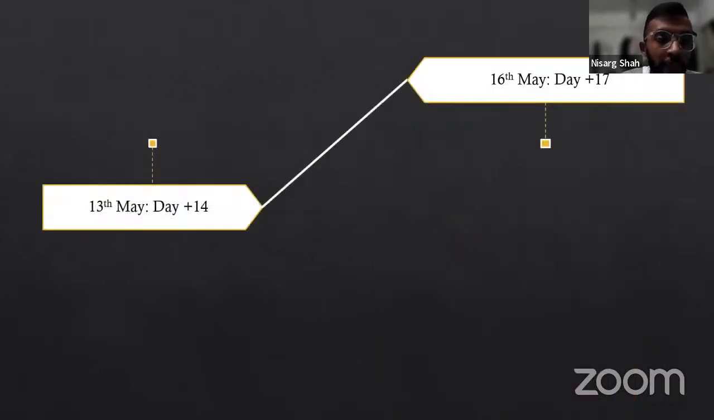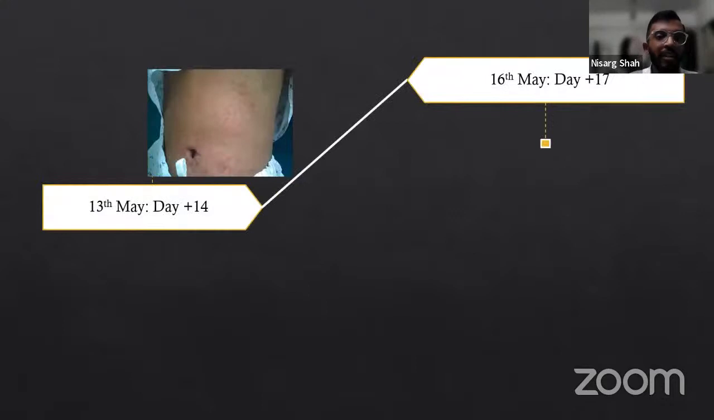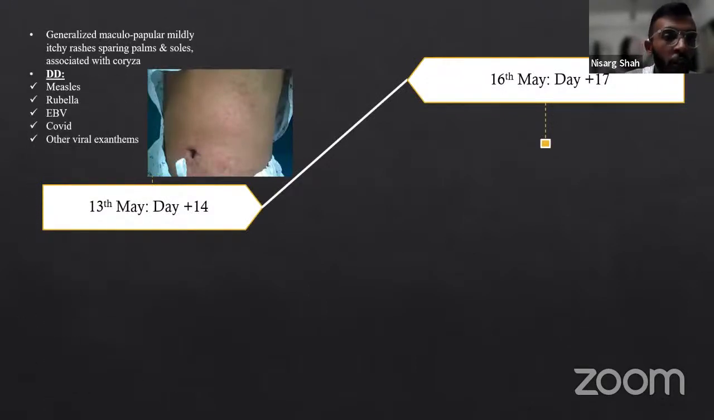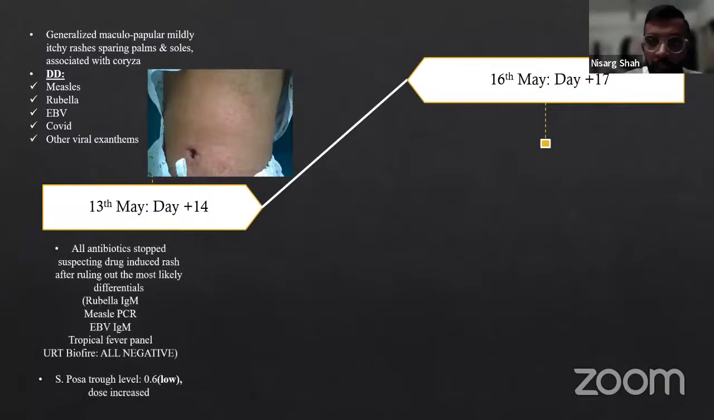If we go ahead with the timeline, on day +14, she developed rashes all over the abdomen and chest, but sparing palms and soles. It was associated with some upper respiratory tract symptoms. So our major differentials were measles, rubella, Epstein-Barr virus, maybe COVID, or some other viral exanthems. So we investigated for these, and rubella IgM, measles PCR, Epstein-Barr virus IgM, even tropical fever panel, and upper respiratory BioFire were all negative.